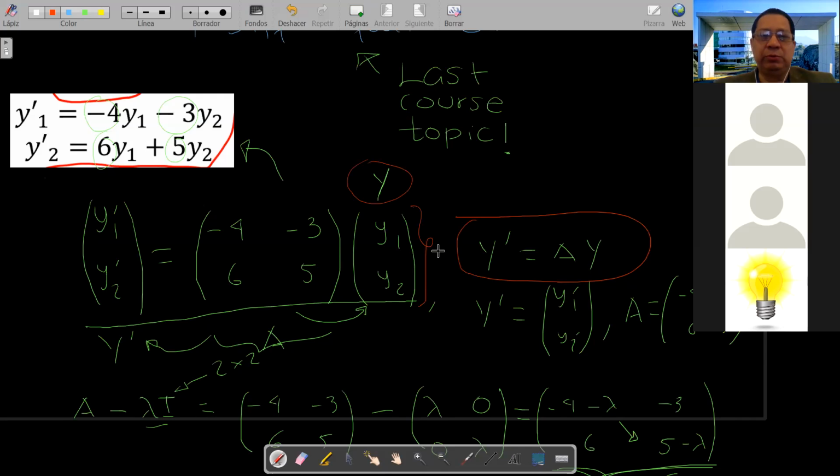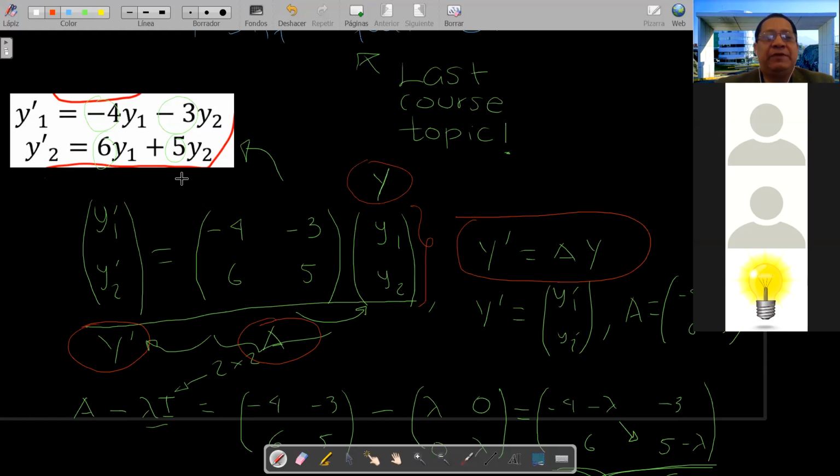We have two values in this vector, Y1 and Y2. And Y prime is another column vector, having Y1 prime and Y2 prime, the derivatives of our variables. And over here we have the so-called coefficient matrix. A, in this case, is the coefficient matrix, and getting the coefficient matrix is one of the first steps in solving this style of system.